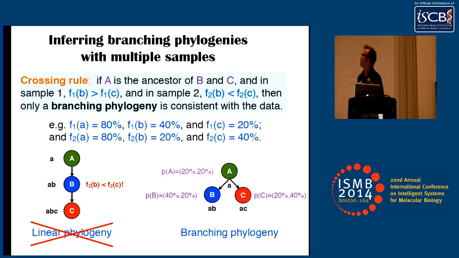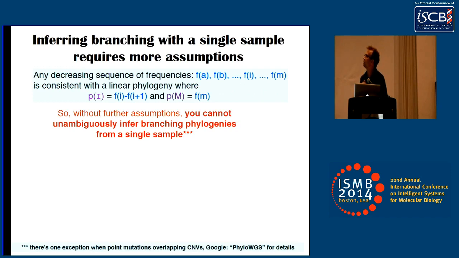So what happens if you have a single sample? Well, the reason that it requires more assumptions, as Iman was pointing out, is that for any decreasing sequence of frequencies, any frequencies that you give me, I can sort them, and then I can make a linear phylogeny where the population frequency of I, remember that's the population that first gains mutation I, is simply equal to the difference of these two subsequent frequencies, and with the last one equal to that frequency. So you cannot unambiguously infer this branching phylogeny. Now there's one exception, where point mutations overlap with SMVs that we found, and you can Google Philo WGS for details. This is our new paper where we describe this. But without having overlapping copy number variations and point mutations, you can't do it.